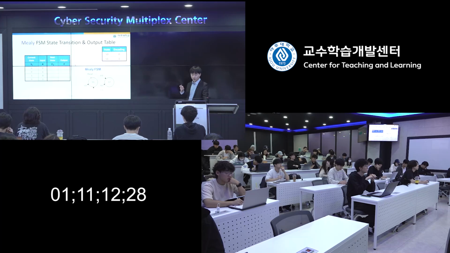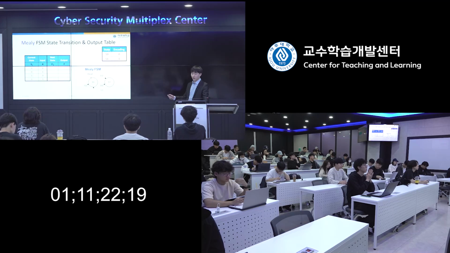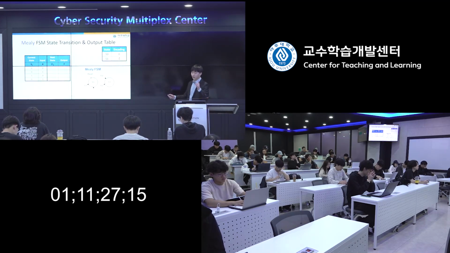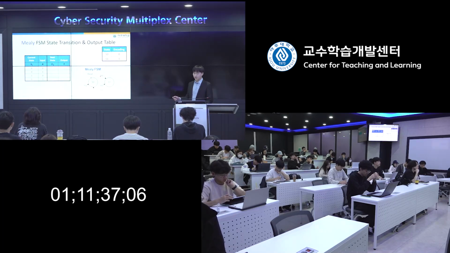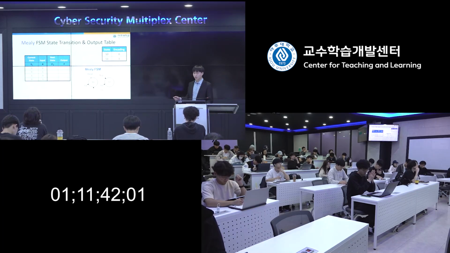Okay. Next, now we use the Mealy FSM. We need to build the state transition and output table together. Since we only have 2 states, 1-bit encoding is enough, 0 and 1, to represent them. We just write down the input and output, right? So remember, before the slash is the input, after the slash is the output. Then you can just fill the output in here.